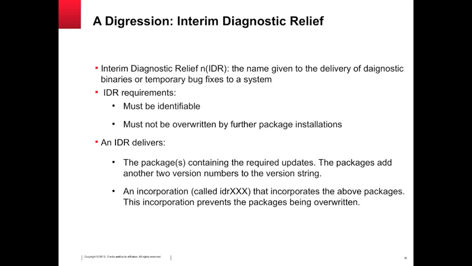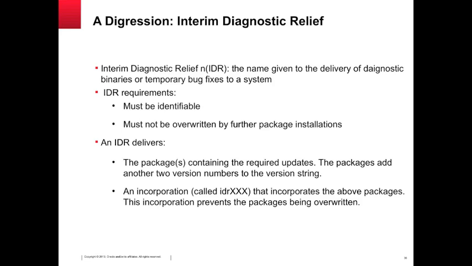So an IDR basically has that long FMRI. If it's not long enough, we just stick another two numbers on the end of it. So that's a bit of fun and games there. And then what we've got to do is make sure that we don't accidentally overwrite that. So we deliver another incorporation. That incorporation then constrains that package to that whole IDR version. So you can't move that package forward.